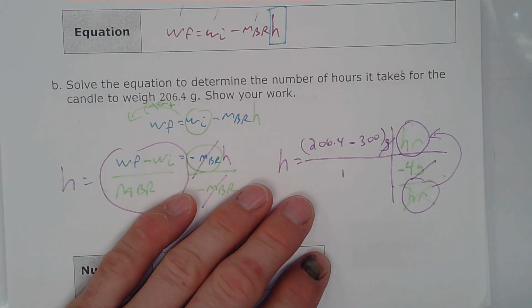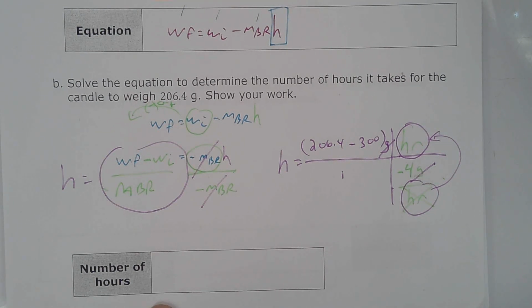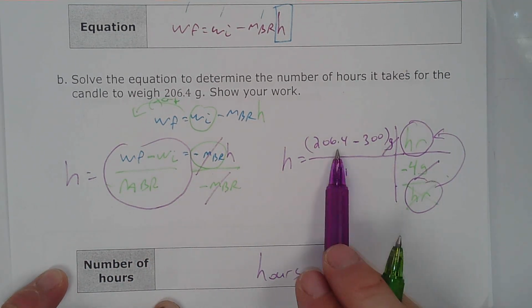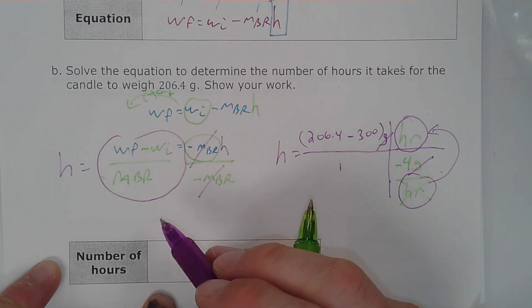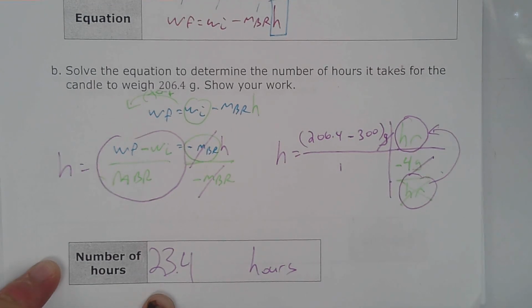So is that the unit I'm looking for, the number of hours? Yes, that is what I'm looking for. So now I just have to do this divided by that. Someone do that for me on your calculators: 206.4 minus 300, divided by negative 4. It should be around 23.4. 23.4 hours. Okay, so that is that one.